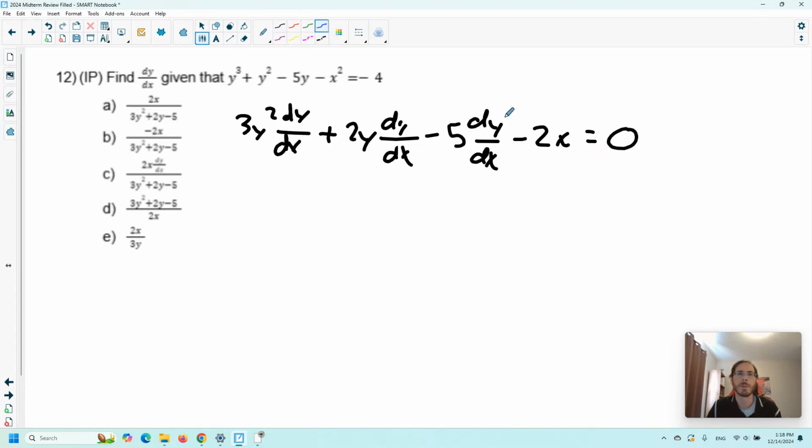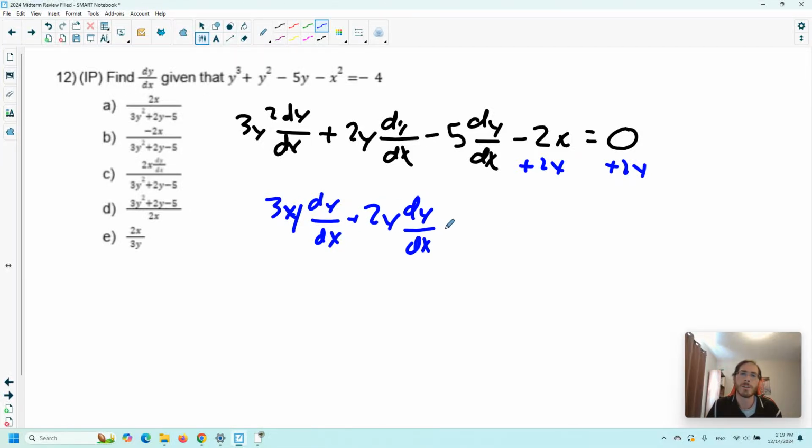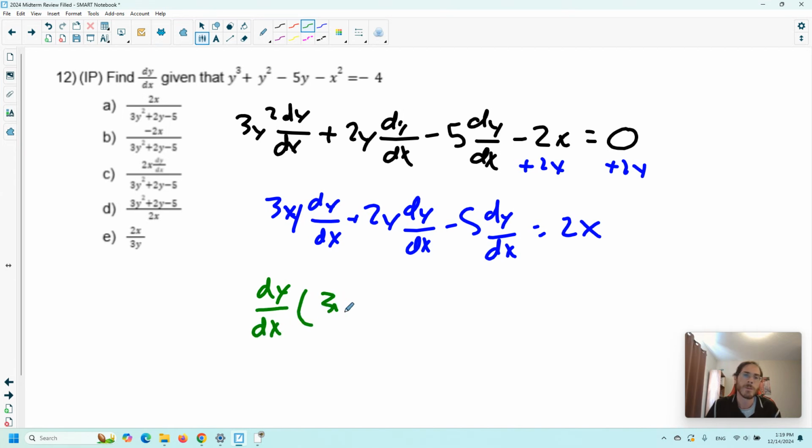So I'm going to be pretty quick to move this over to the other side. There's only one thing to move. So we have 3y squared dy dx plus 2y dy dx minus 5 dy dx equals 2x. So we have all the dy dx's on one side, and our next step is we have to GCF out the dy dx. So we get 3y squared plus 2y minus 5 inside the parentheses. And then our last step is we're going to divide by what's in the parentheses.